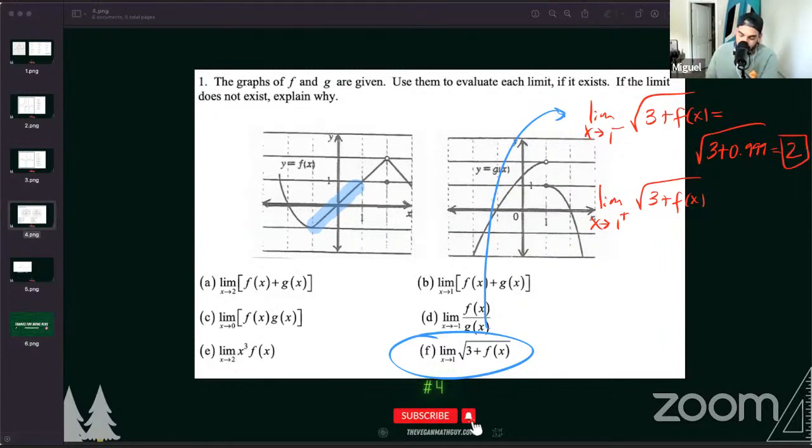We're going to use that same idea for the other limit. So the limit as x approaches 1 from the right. So if I'm on the right side, it looks like it's not 0.999, it's 1.0001. Okay, so now we have the square root of 3 plus 1.0001. And again, that's like the square root of 4.0001, which is very close to 2. Okay, but this is why it's important, because we're looking at limits as they approach something, not what the actual value is.